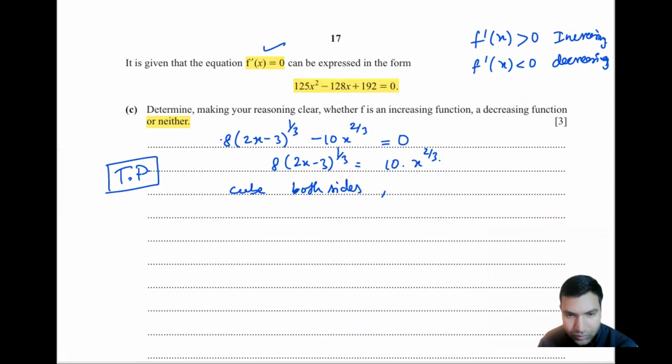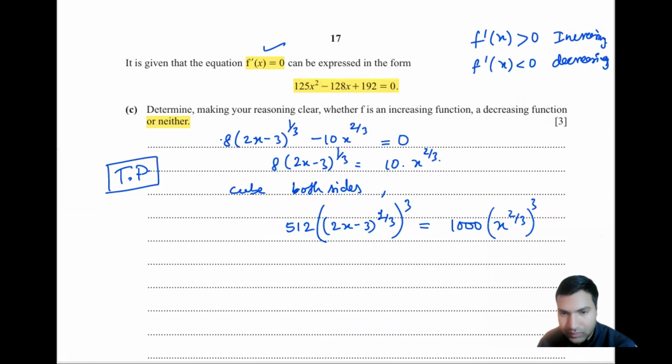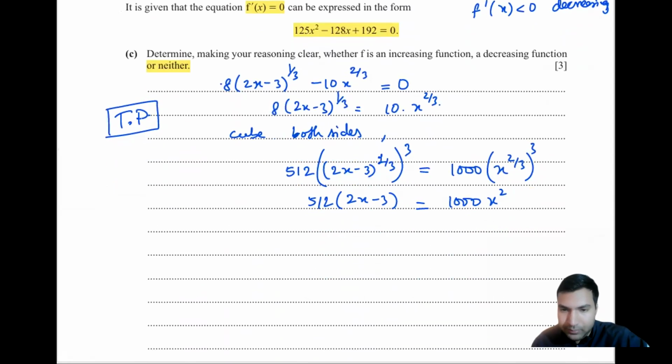what do we get? 8 cubed is 512. (2x - 3), if I cube this, 1/3 whole thing to the power 3, and then 10 cubed is 1000, x^(2/3) whole cubed, right? So this will become 512 times (2x - 3)^(1/3) to the power 3. Power to power gets multiplied, so that becomes 1, equal to 1000. This becomes x squared. 2/3 times 3 is basically 2, right?